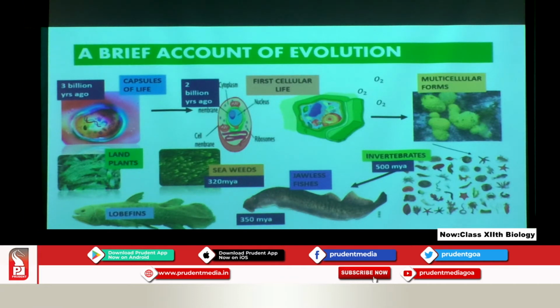Why? Because now free oxygen started accumulating. And that is how the reducing atmosphere was turning into an oxidizing type. The unicellular life could have, by chance, come together. Many cells must have come together, aggregated and became a multicellular form, somewhat like the sponges.